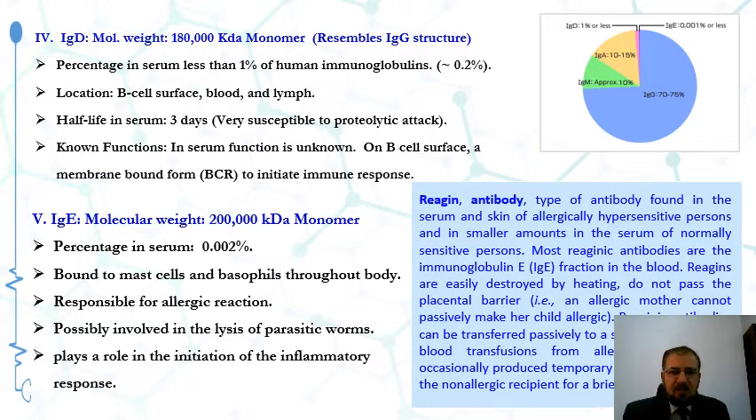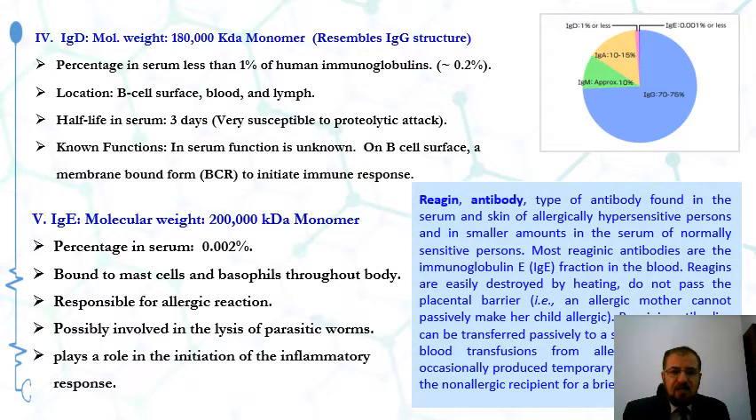Number 5, the IgE. The IgE molecular weight is about 200 kilodaltons. It is a monomer. The percentage in serum is about 0.002%. It is a very, very small amount.